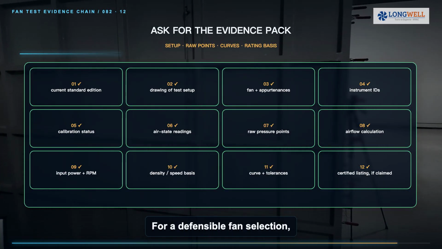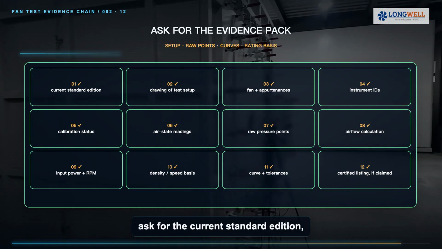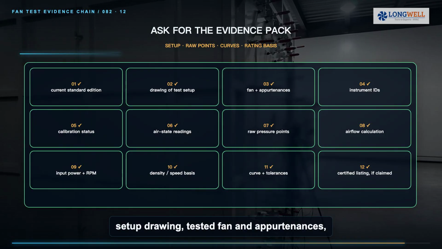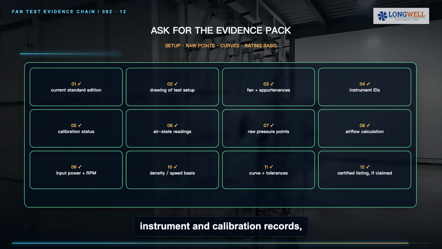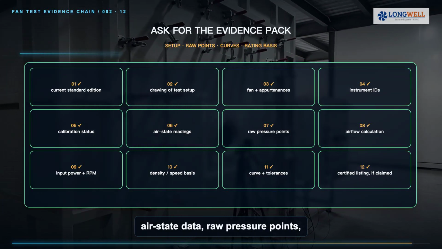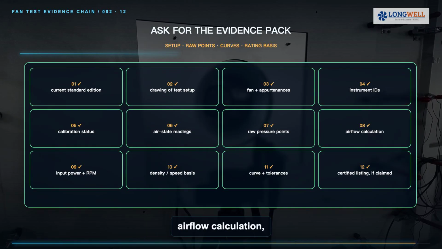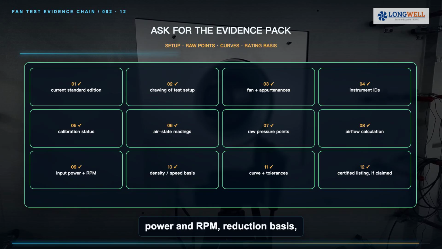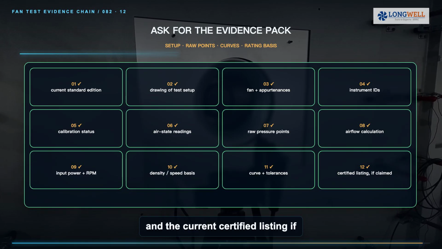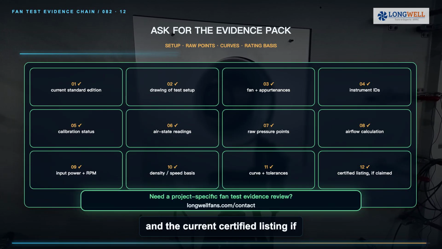For a defensible fan selection, ask for the current standard edition, setup drawing, tested fan and appurtenances, instrument and calibration records, airstate data, raw pressure points, airflow calculation, power and RPM, reduction basis, complete curves and tolerances, and the current certified listing if certification is claimed.